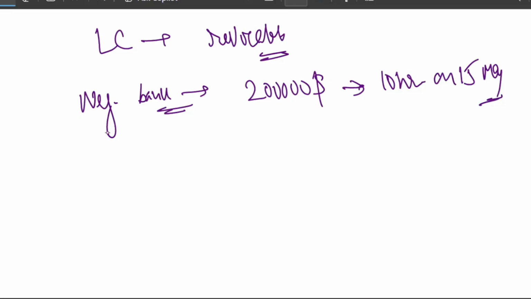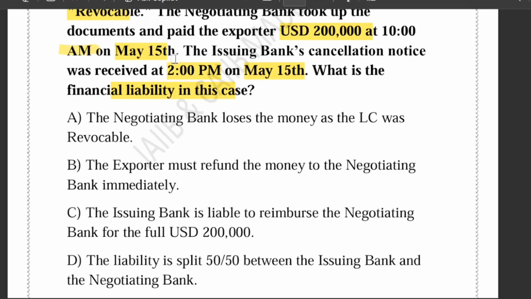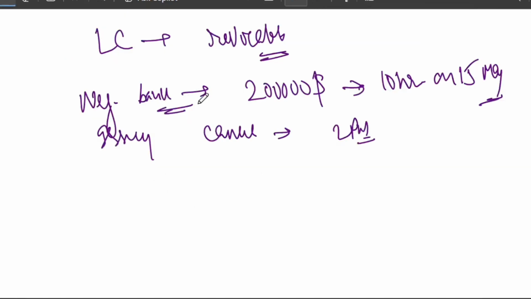And the issuing bank's cancellation notice arrived at 2 p.m. on the same day. So the option they have given is that the negotiating bank loses the money, the exporter must refund the money, or the issuing bank is liable for the entire amount. So basically, when I say revocable LC, it means the issuing bank can cancel it without the consent.